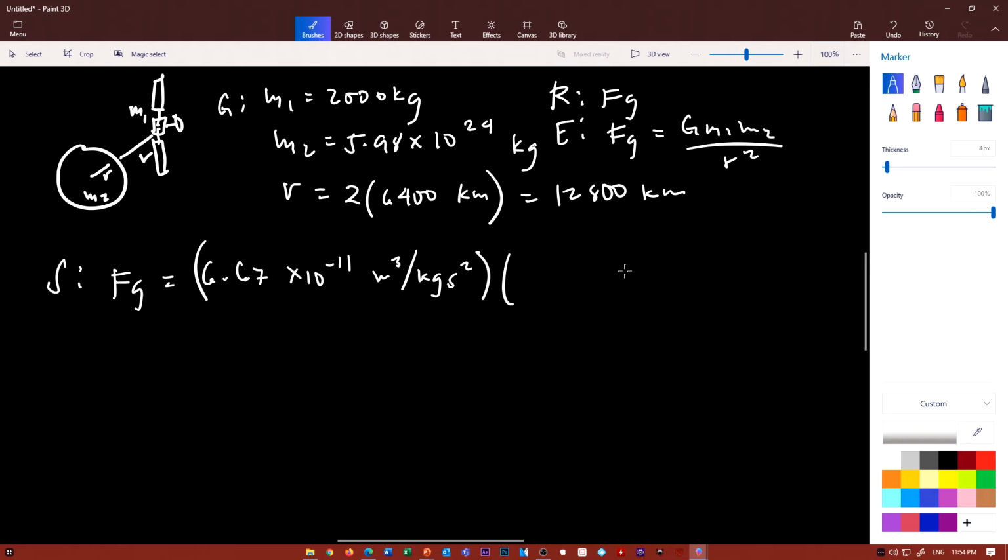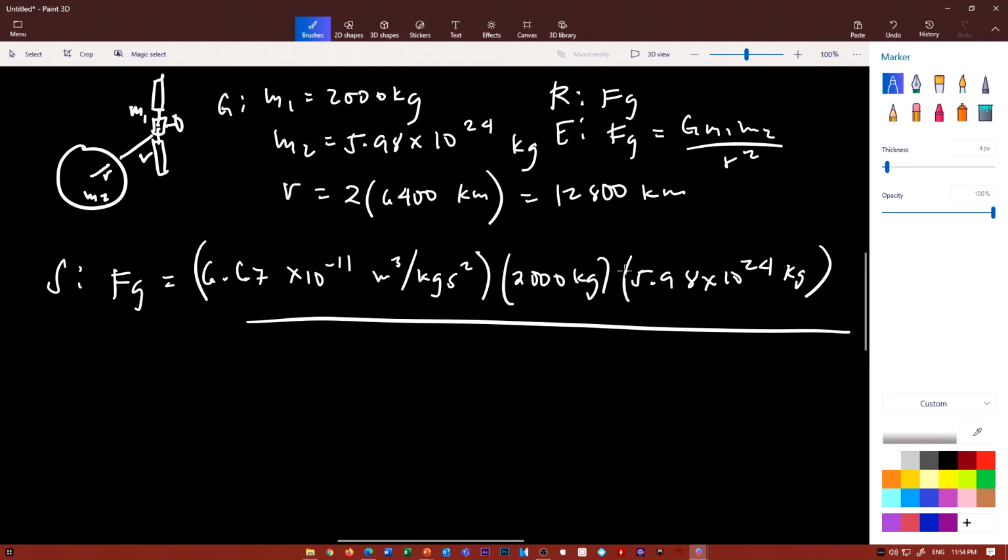Multiplied by 2000. Okay, and then what's this? 5.98 times 10 raised to 24 kilograms. Okay, all over. Make sure that you extend the division bar. Okay, so our radius, or our distance I mean, is 12,800 kilometers.